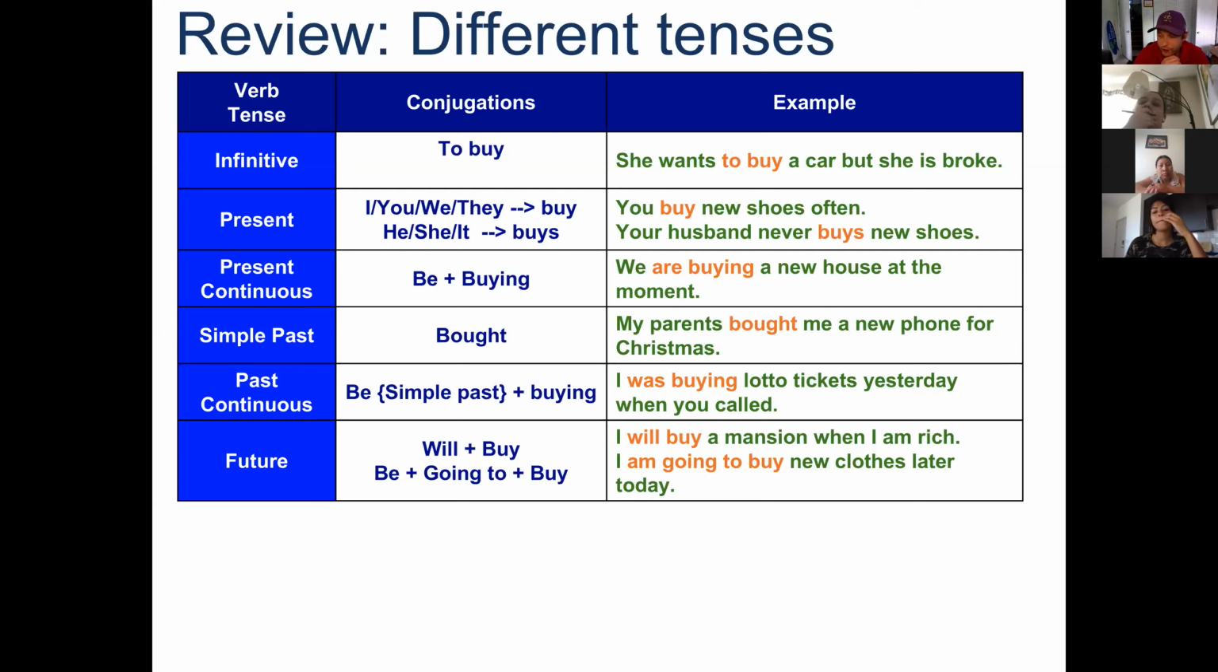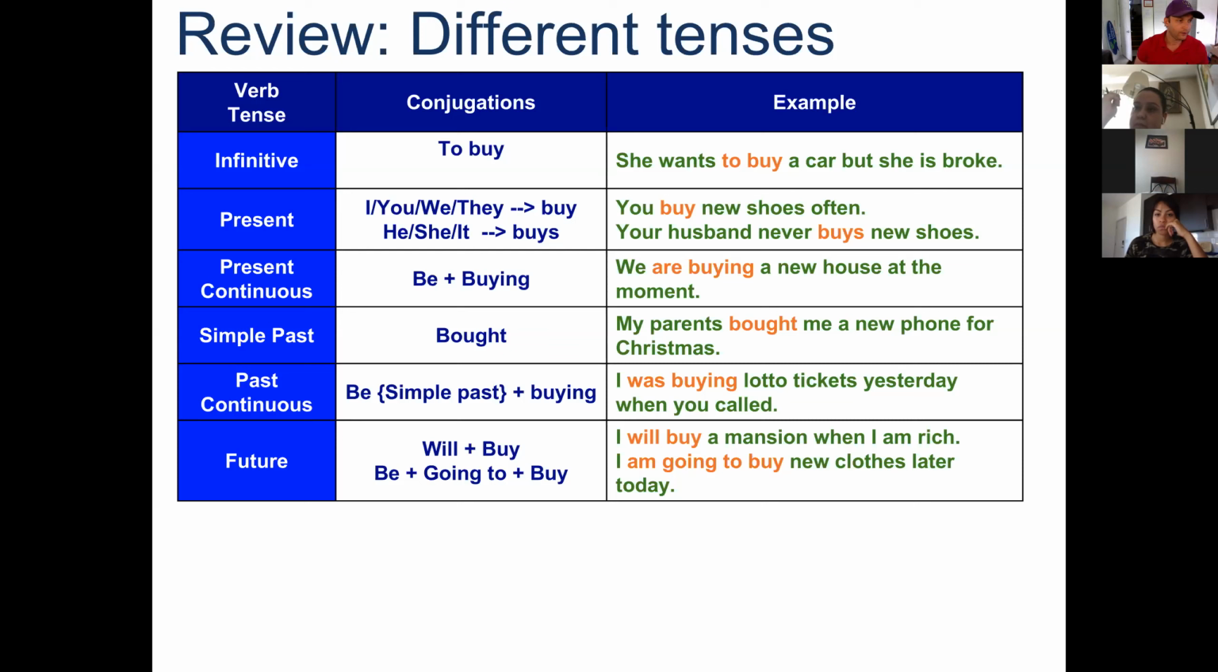The past continuous, we're going to put the verb be into the past tense and then use the ing form of the verb. So I was buying lotto tickets yesterday when you called. And then finally, the future, we have two ways of putting things into the future. We can use the auxiliary verb will plus the verb. So I will buy a mansion when I'm rich. We can also use the verb be plus going to plus the verb. Okay, I am going to buy new clothes later today.